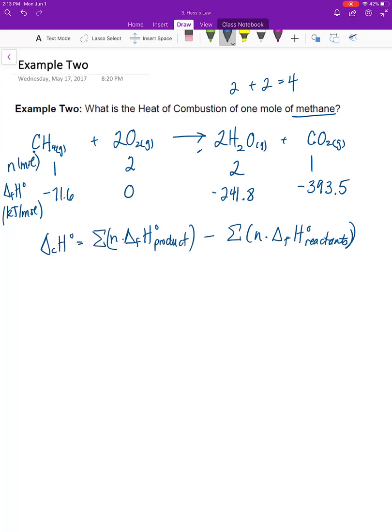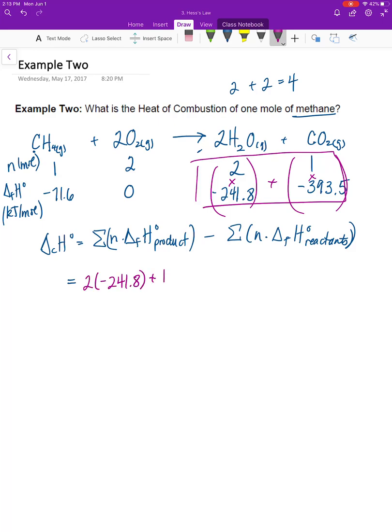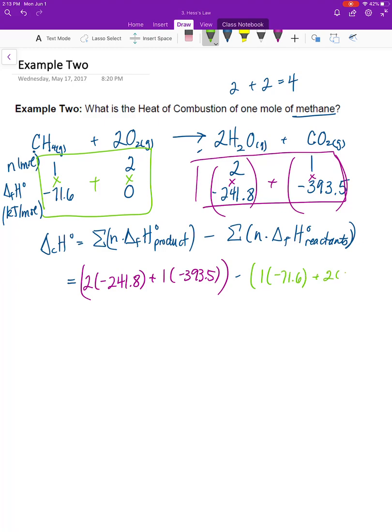Let's take a look here again. Remember, here are the products. We're going to multiply them, and then we're going to add them. So it becomes 2 times negative 241.8 plus 1 times negative 393.5. Then we're going to subtract from that the reactants: 1 times negative 71.6 plus 2 times 0. Which is now going to equal, if you do all the math in your calculator, negative 802.5 kilojoules. And if we have to round it, it'll be negative 803 kilojoules.